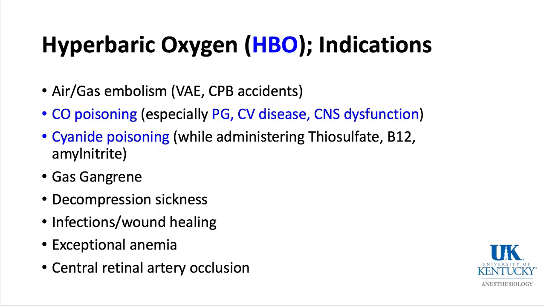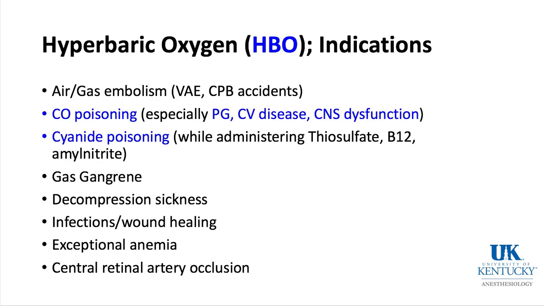Patients that have had air or gas emboli that went to their head, venous air emboli, cardiopulmonary bypass accidents, hyperbaric oxygen occasionally can be used. Carbon monoxide poisoning, especially in certain types of patients like pregnant patients and those with severe coronary artery disease who are having angina because they have such low oxygen delivery to their heart, and who are having central nervous system dysfunction. Cyanide poisoning, remember cyanide poisons cytochrome aa3 or oxygen use at the tissue level.